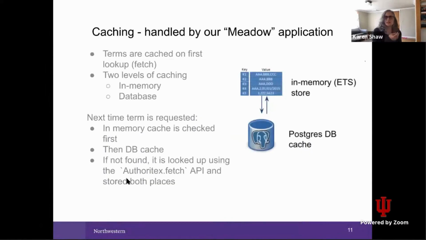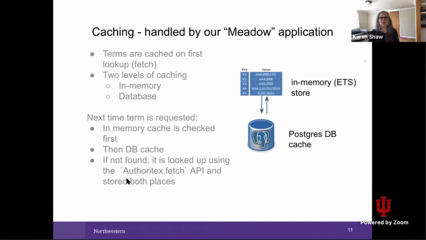Caching is handled by our ingest application, not by Authoritex itself. Terms are cached on first lookup, which is the Authoritex fetch call for the particular URI response. It's cached in two places, in ETS storage and in Postgres. ETS cache is an in-memory cache. It is short for Erlang Term Storage, and it's handled through the Cachex hex package.